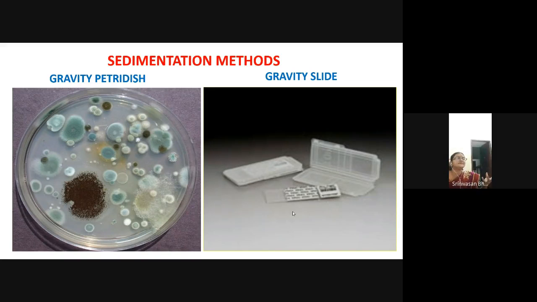You can see here the slide with a sticky surface. Just remove the strip. There will be a sticky surface. Just expose the slide. The microorganisms found in the atmosphere get settled onto the sticky surface, and you can monitor the slide for the microbes.